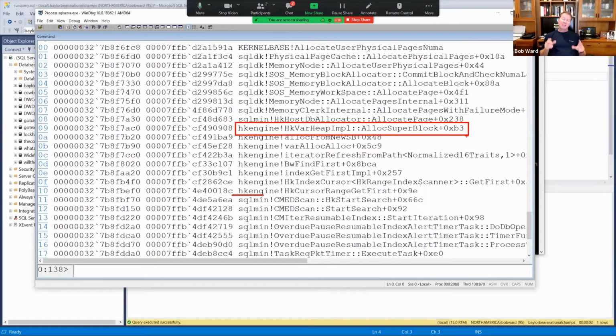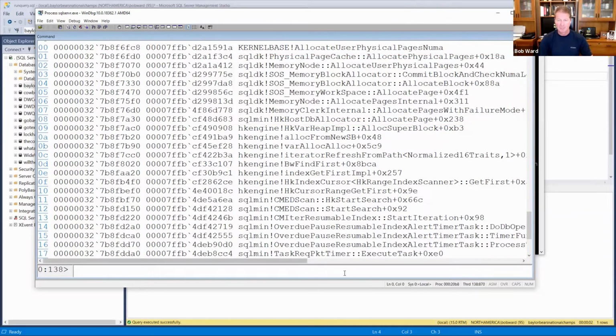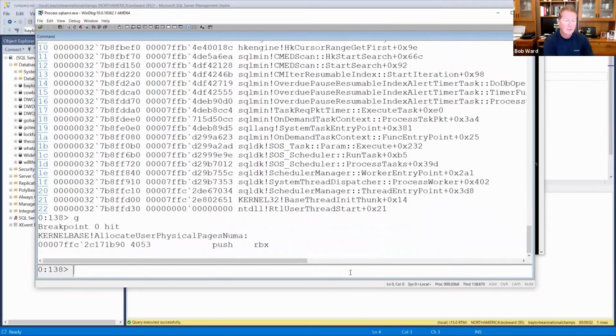Everything is going to break down in the SQL engine to the SQL OS part of our system and the operating system. So you can see here that SQL OS, within its layers, is making a series of calls to allocate memory. It gets to the lowest level and says, I need memory, but I'm using the locked page model, so I'm going to use this Windows API call to allocate memory. Let's hit go again here a couple of times.